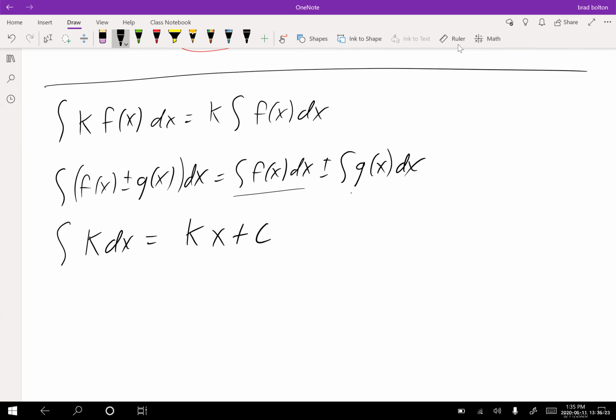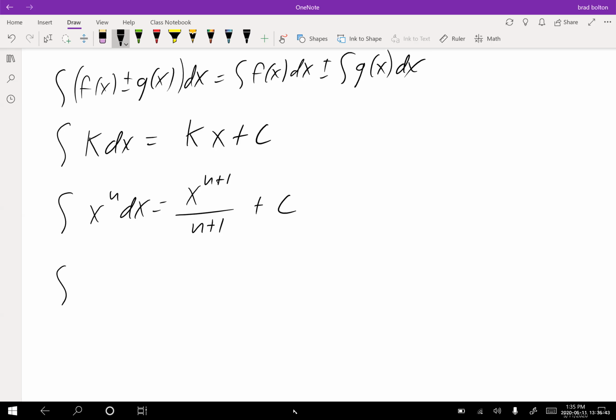I'm not adding plus c to these because I actually haven't integrated. I just rewrote the integral in these. This one's saying that you can actually integrate this. You also have the integral of x to the n dx. Well, you guys know that's x to the power of n plus 1 divided by n plus 1 plus c.